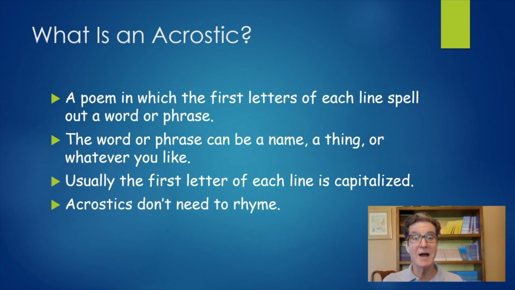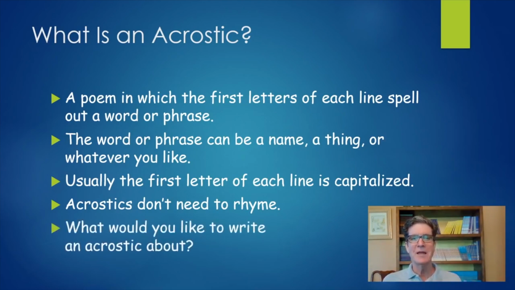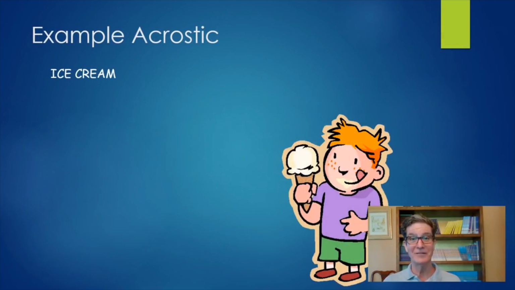Acrostic poems do not have to rhyme. You can rhyme them if you want to, but I think you'll find that it's easier if you don't worry about rhyming and only focus on getting words and ideas that fill out the first letters of each line. And so then really, all you have to figure out is what would you like to write an acrostic about? Now, I decided I wanted to write an acrostic about something that I like, and something that I like is ice cream. So here is my little example acrostic about ice cream.